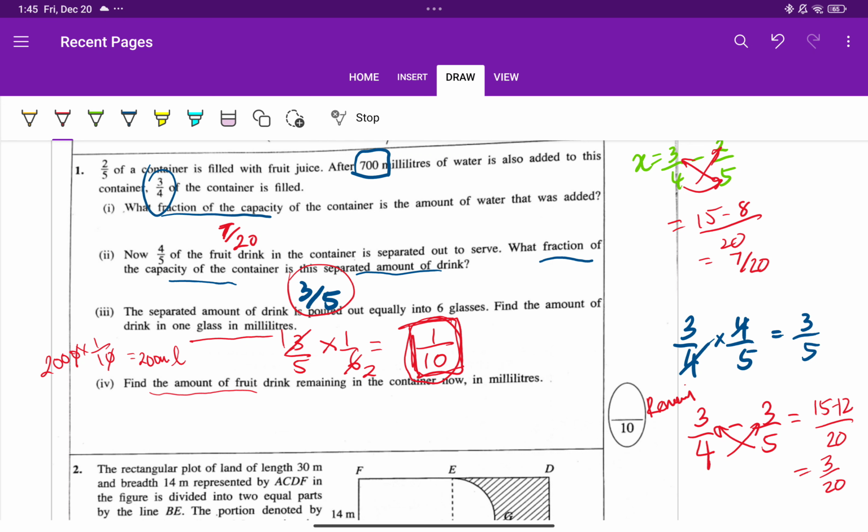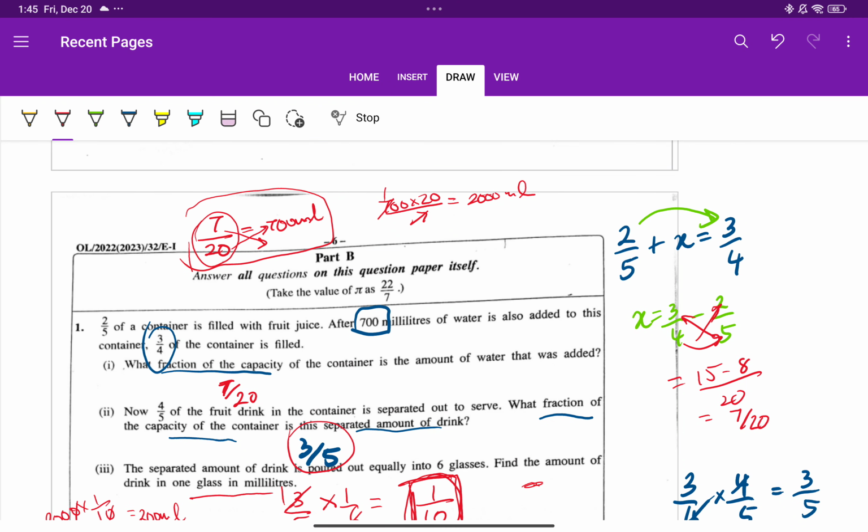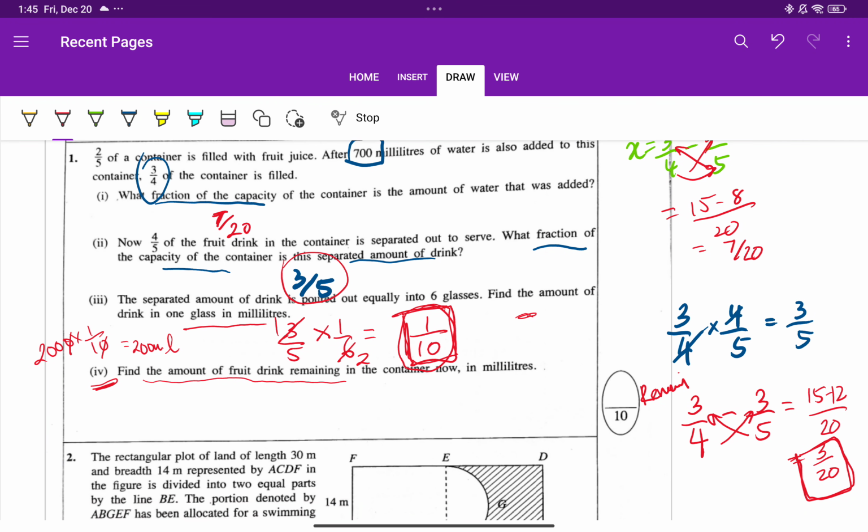Now find the amount of the fruit drink remaining in milliliters. Okay, the remaining amount, we already found the fraction for the remaining amount. That was not needed for the previous part, but it's needed for this, right? So 3 out of 20 is remaining. So if 7 out of 20 is 700, it's clearly evident that 3 out of 20 is 300. So you can put the answer as 300.